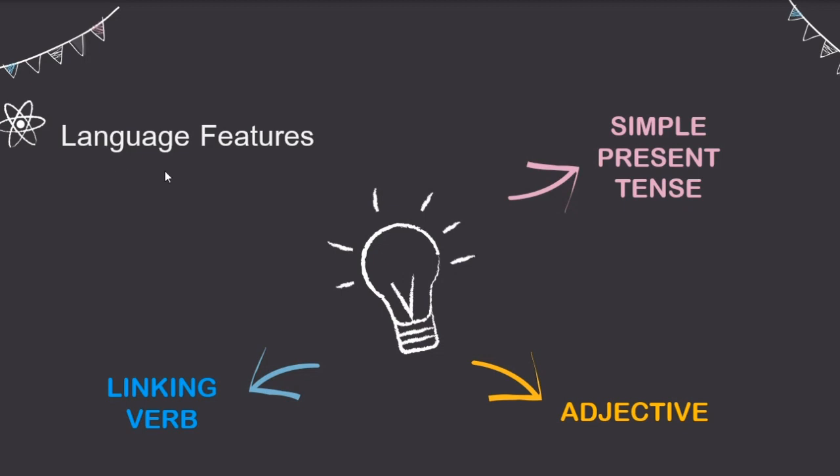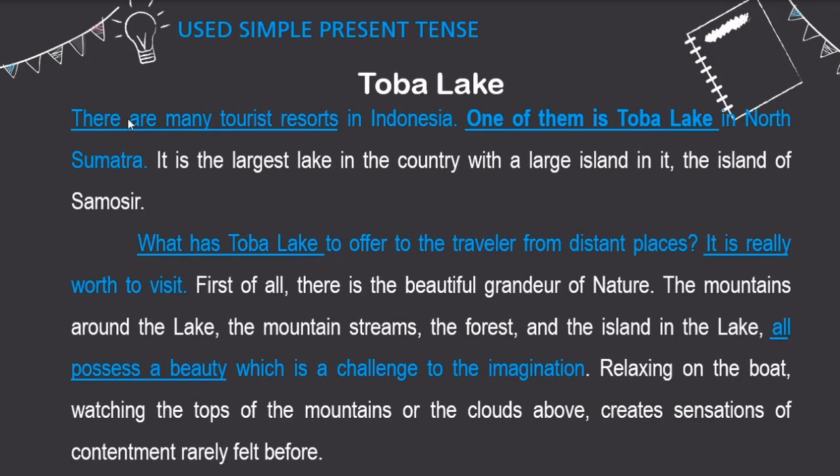The next is language features. Language features in descriptive text consist of simple present tense, adjective, and linking verb. First, use simple present tense. These blue sentences are the use of simple present tense in this text. Pay attention to the sentence that I underlined. One of them is Toba Lake. This is an example of a nominal sentence from the use of simple present tense.